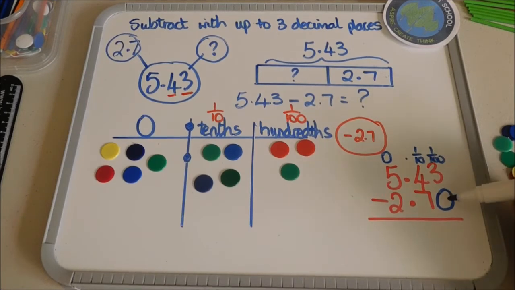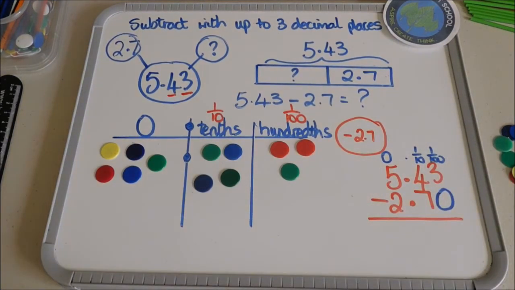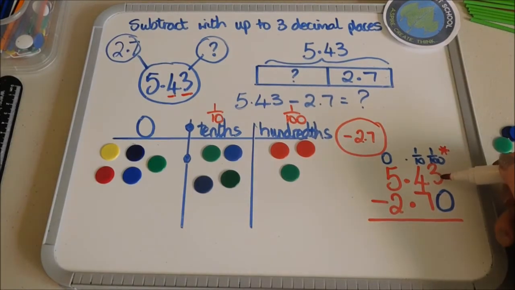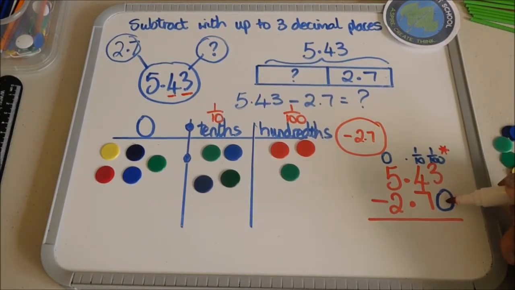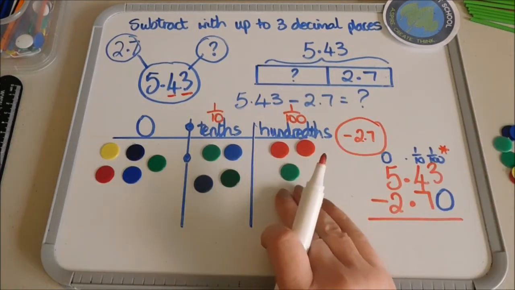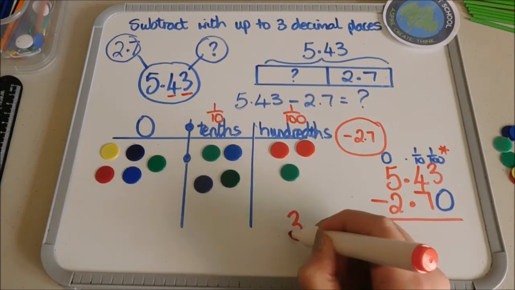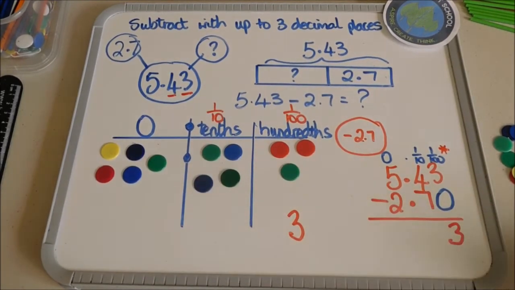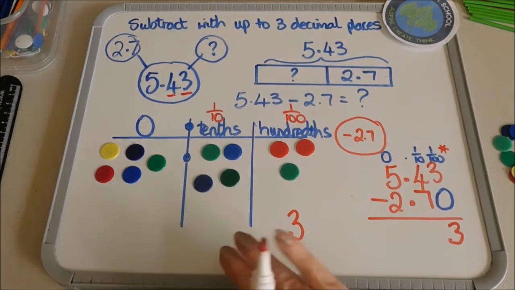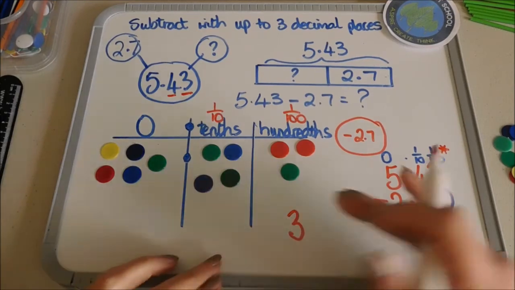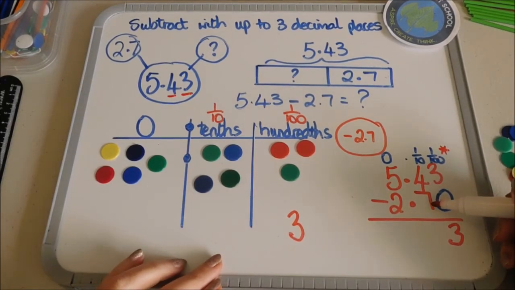Okay, so when we start with our smallest column when we're subtracting, in this case the hundredths column, we will actually be doing 3 subtract nothing. We are taking nothing away from it. So if that's the case, 3 take away nothing will remain as 3. So it stays like that. Okay, our hundredths column is now done. We're going to move to our tenths column, and we are doing 4 subtract 7.